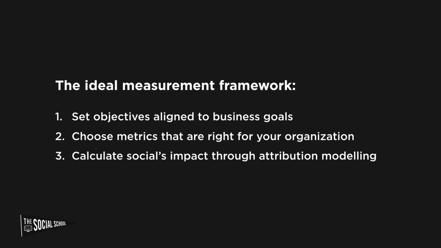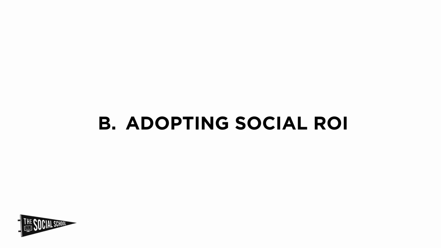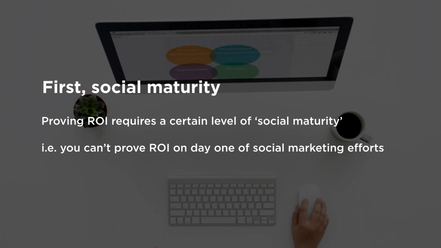So what do you need to be measuring? And then the ability to calculate social and digital's impact through attribution modeling so we can attribute exactly what tactic led to what. So adopting social ROI, of course, this is the goal. We need to consider the maturity of your social program and how far along you are with your social media efforts as a company. And then as well, your digital.